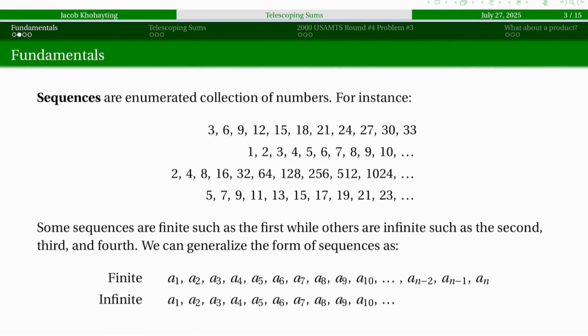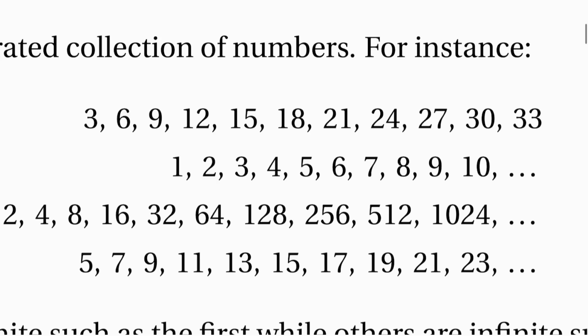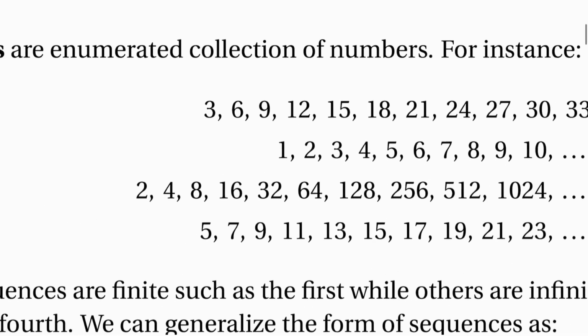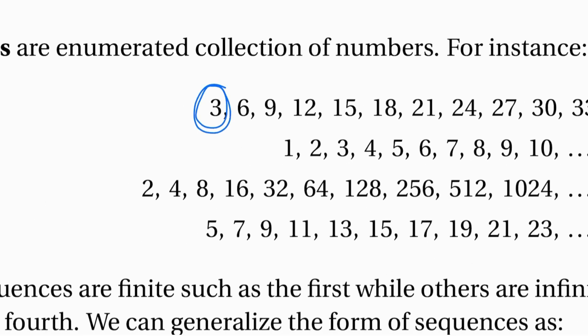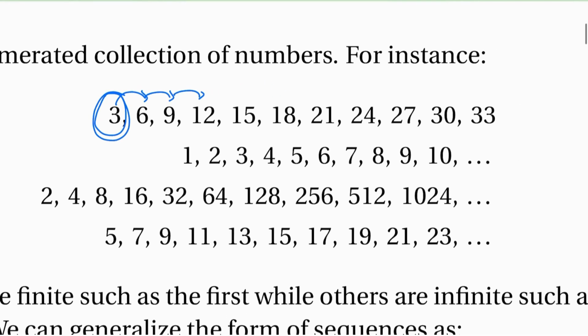We have sequences of numbers. Sequences are just a collection of numbers. As you can see here, we have some sequences. In this one, you have the first number here, then you're adding 3 each time. And this one would be a finite list since it's not going on forever and ever.